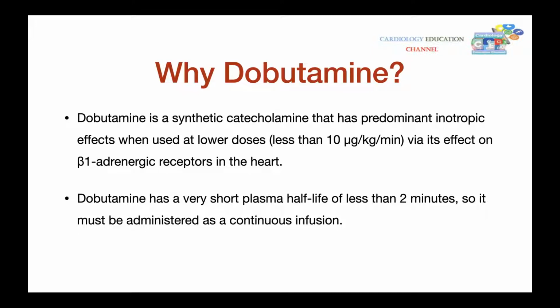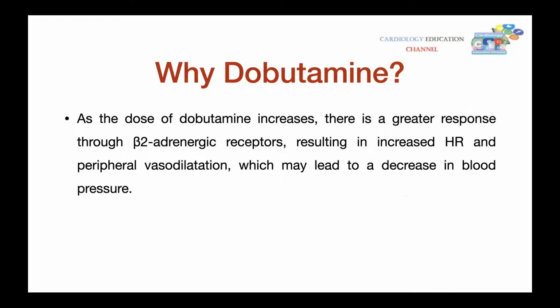Another important point is that dobutamine has a very short plasma life, less than 2 minutes. So it must be administered as a continuous infusion, and you just need to stop the infusion, and within a few minutes, all the effect of the dobutamine could be resolved. As we had said before, with increasing the dose of dobutamine, you are activating the beta-2 receptors, and you are getting the chronotropic response, not the inotropic response.